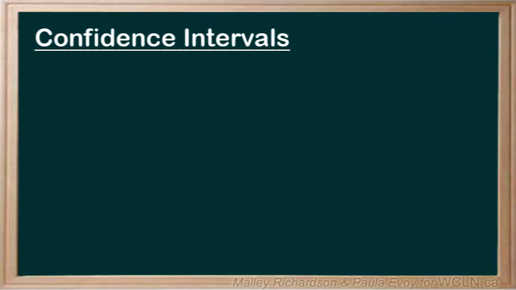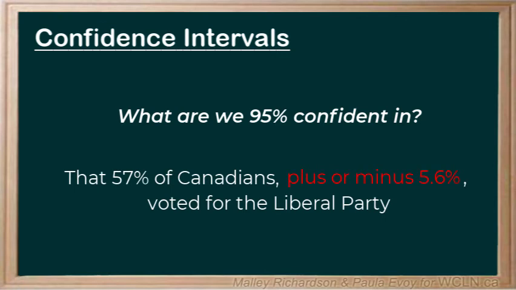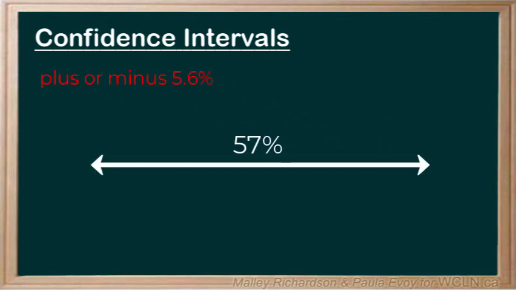Now, what are these results that they are 95% confident in? They're confident that 57% of Canadians, plus or minus 5.6%, voted for the Liberal Party. Now, this plus or minus 5.6% gives us a range of certainty. So the results could be a bit lower or a bit higher than 57%.